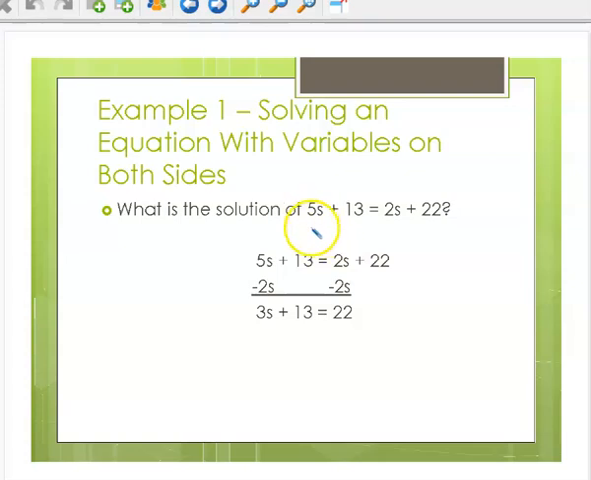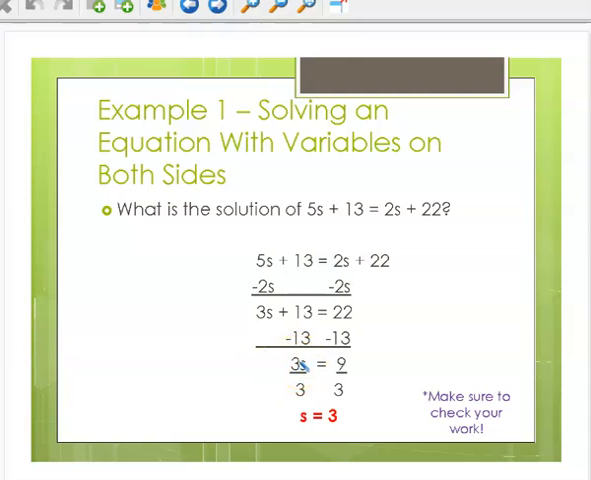Okay, the rest of this is no different than some of our previous lessons. So get rid of the 13, and finally divide by 3 to eliminate the coefficient here. We'll be dividing the s by 3, and you end up with s being 3.